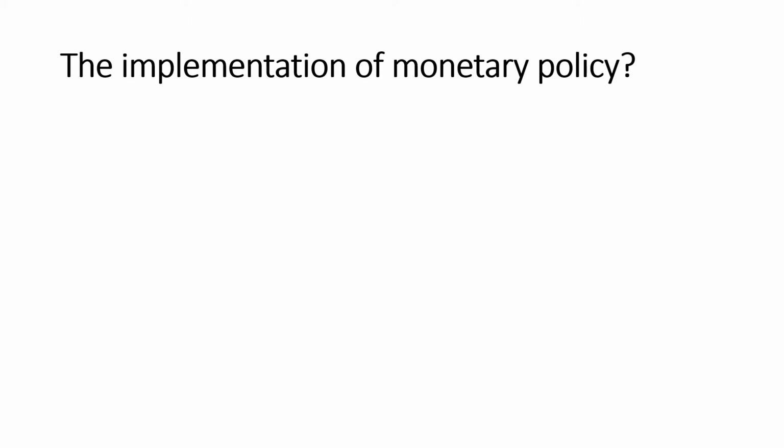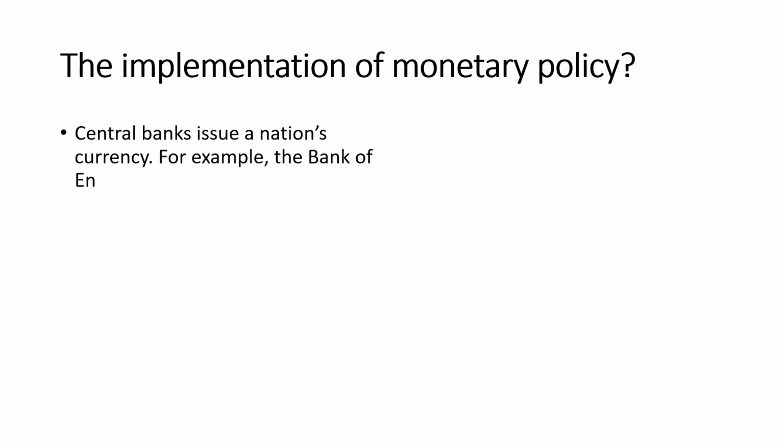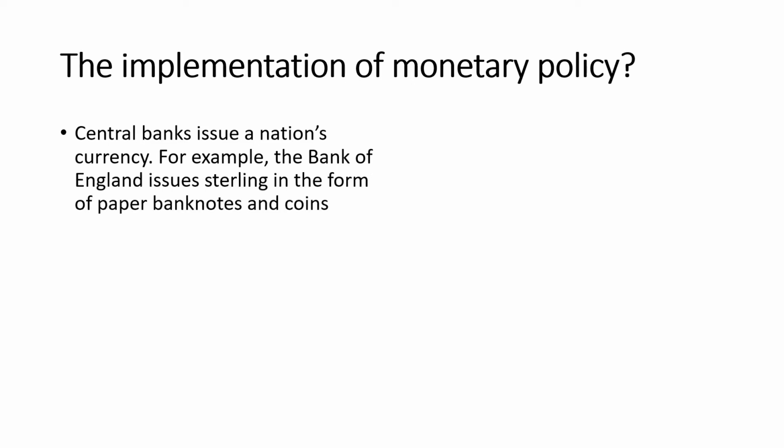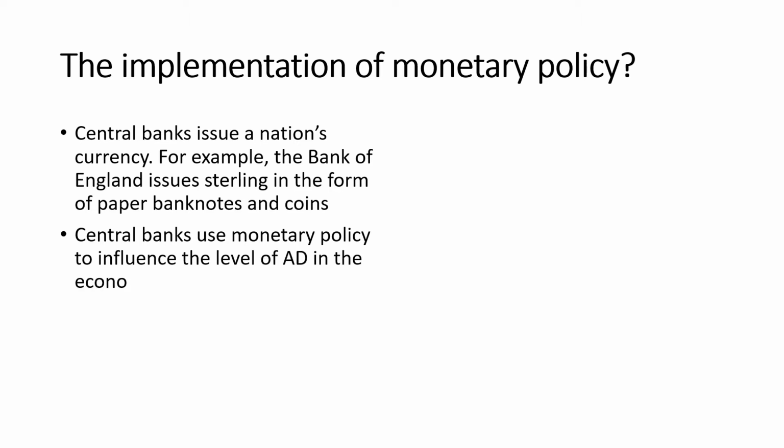So we'll look now at monetary policy. Central banks issue a nation's currency. For example, in Britain, the Bank of England issues sterling, our currency, in the form of paper banknotes and coins. Central banks use monetary policy to influence the level of aggregate demand in the economy. They do this to achieve macro policy objectives.